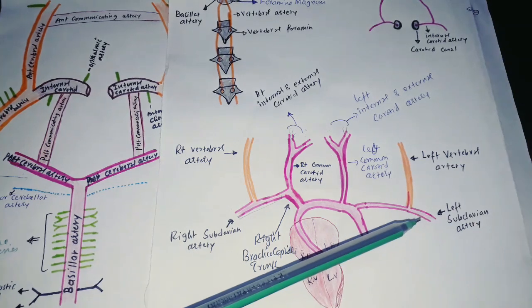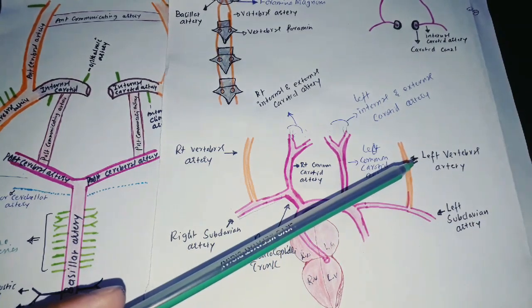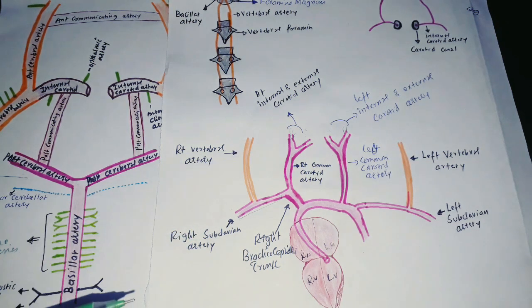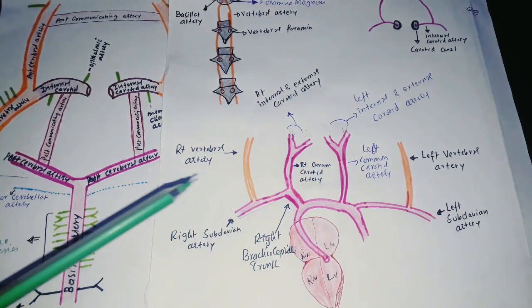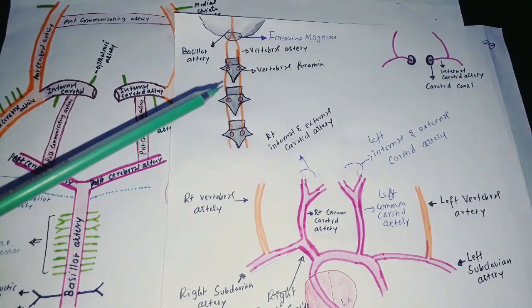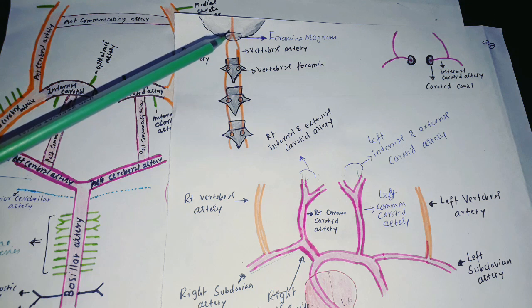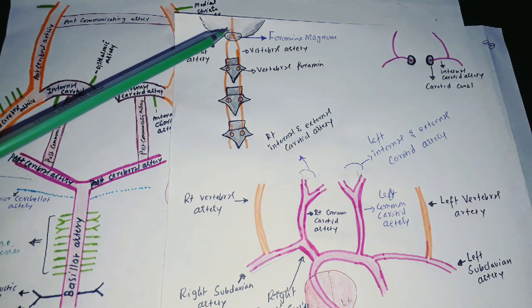Now, on both sides, the left subclavian artery will give us a branch that is called left vertebral artery, and the right subclavian artery will give us a branch that is called right vertebral artery. These two vertebral arteries, through the transverse foramen, will move upward, and through the foramen magnum will get inside into the skull, and in here they will combine together and form the basilar artery.